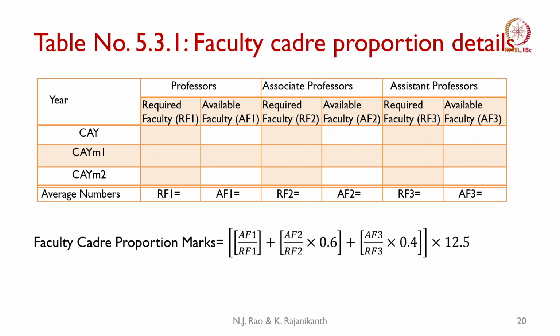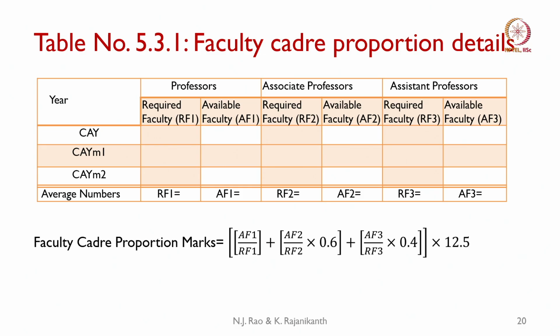Then you calculate a faculty cadre proportion marks as available faculty by required faculty. That ratio you take. For professors, you take the ratio as it exists. For associate professors, that ratio is scaled by 0.6, AF2 by RF2 into 0.6. Then for assistant professors, the ratio is scaled by 0.4, AF3 by RF3 into 0.4. So, this total value is calculated and that is multiplied by 12.5. That becomes faculty cadre proportion marks.